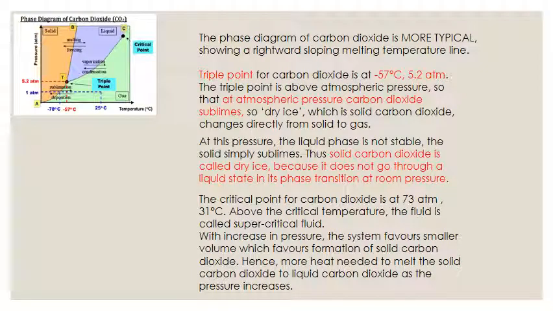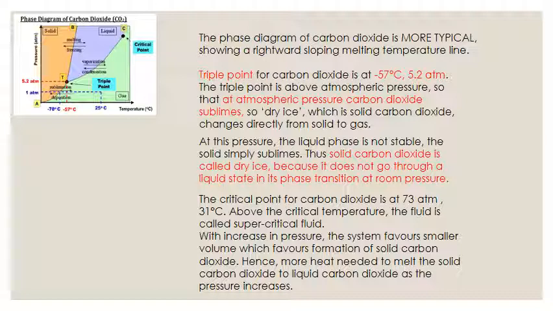And then let's see the third point. So the critical point for carbon dioxide is at 73 atm, 31 degrees Celsius. Above the critical temperature, the fluid is called supercritical fluid. As I told you before, supercritical fluid kita tak akan boleh nampak boundaries antara liquid dan juga gas, sebab liquid boleh ada properties like gas dan gas boleh ada properties like liquid. Okay, so with increasing in pressure, the system favors smaller volume which favor formation of solid carbon dioxide.